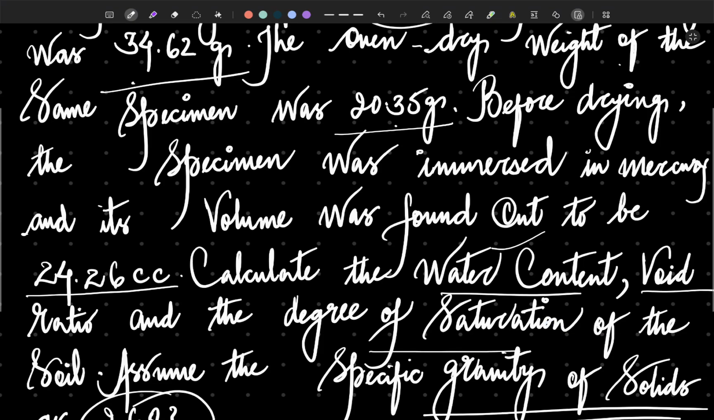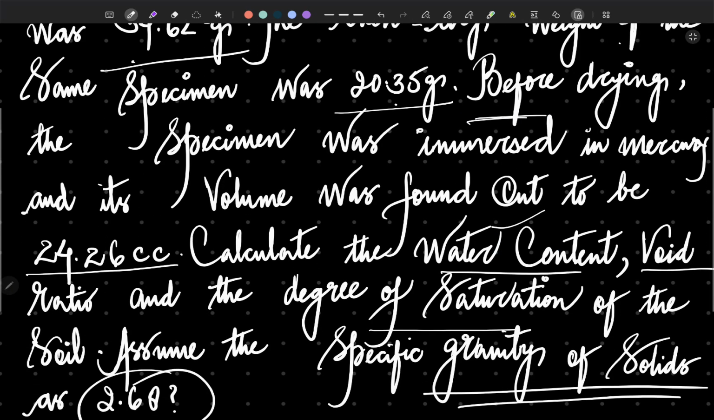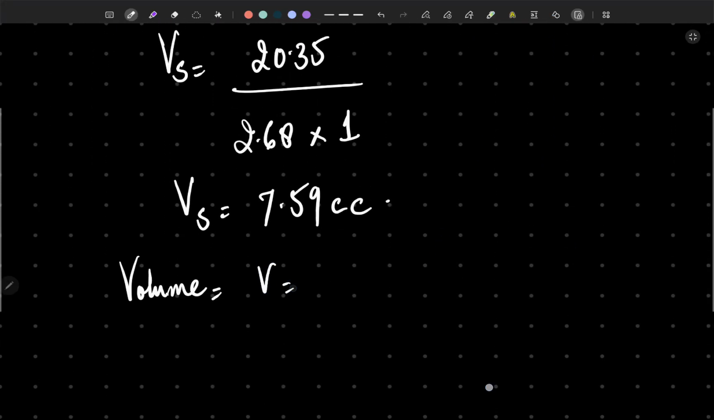Before drying, the specimen was immersed in mercury and its volume was found to be 24.26 cc. So yeah, I was wrong. Before oven drying, the sample had been subjected to the displacement test itself, and after that it was taken to oven drying, just like the previous question. I missed this before; I thought it was after. So total volume V is equal to 24.26 cc.